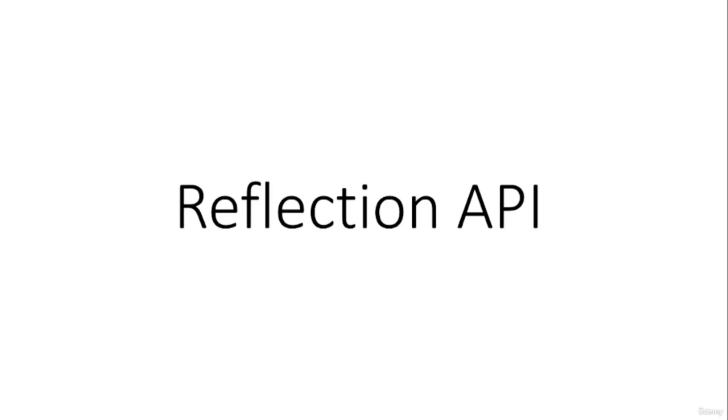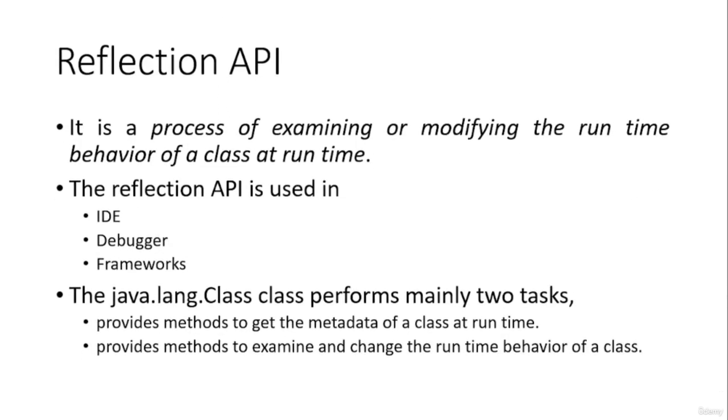In this lecture, we will discuss Reflection API in Java. So let us discuss Reflection API. Reflection API is a process by which we can examine or modify the runtime behavior of a class. If there is a class and we want to know how many fields are there in the particular class, how many methods are there, and all other information about the class, then we can use the Reflection API. Also, we can invoke methods inside the particular class using the Reflection API.